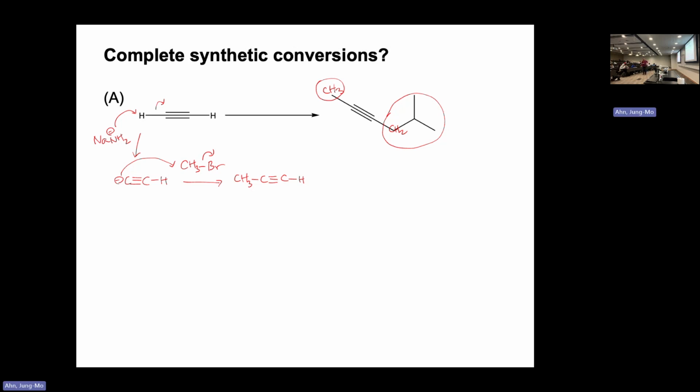Now we need to install the isobutyl group on the right side. We're going to repeat the same thing. We have to take these protons away, so you have to apply the sodium amide again. You're going to make the carbon anion, triple bond negatively charged. Now we need to add this part as an alkyl group, which is isobutyl chloride or isobutyl bromide. If you're using isobutyl tosylate, that's fine. Anything. It's going to make an SN2 attack. Yes, you can make that.